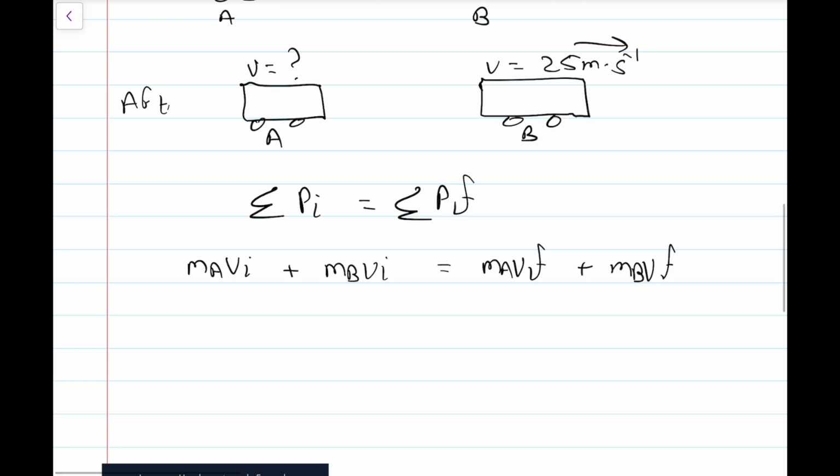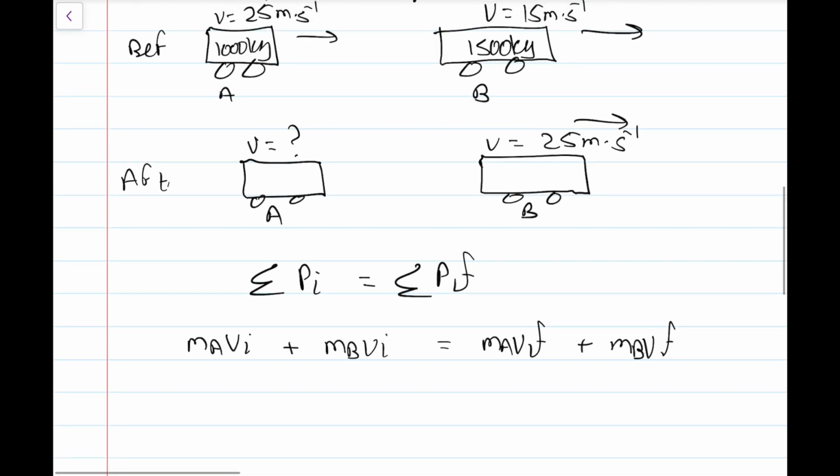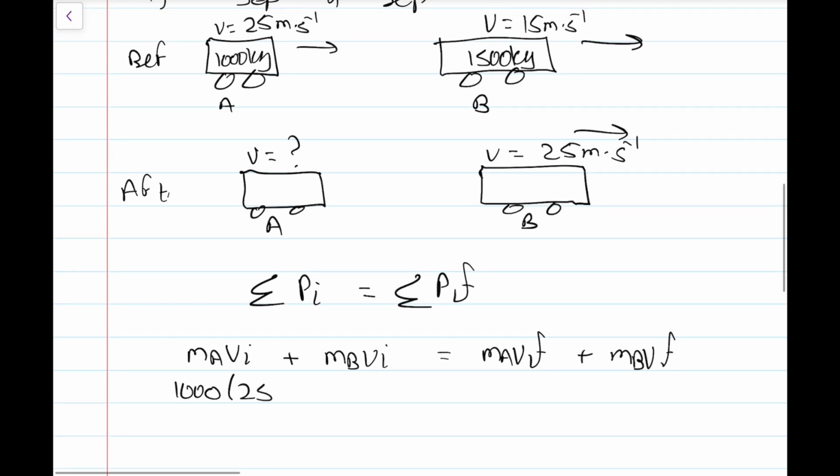So mass A, we know, is going to be 1,000 kilograms. Our initial velocity is 25. Mass B is 1,500 with an initial velocity of 15. But what we need to notice is in each of these cases, we're basically going to the right. So what I'm going to do is say to the right is positive.